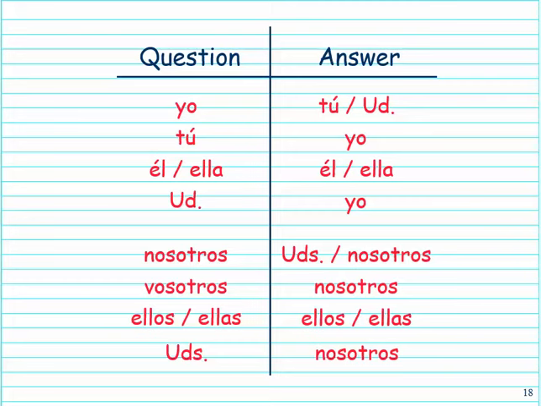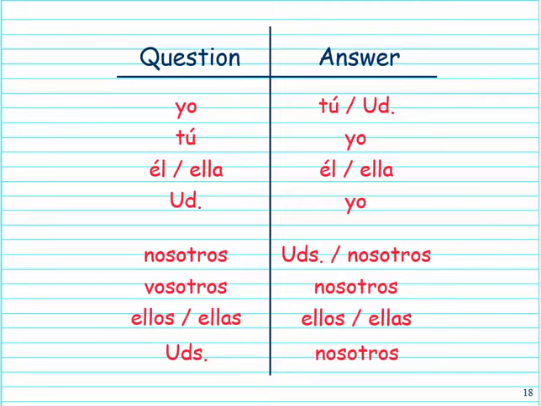To give you some way of thinking of this, you have a lovely little chart here. On the left, you have the subject of the question, and on the right, you have what the subject of the answer will be. So, if in the question the subject is yo, then the answer will come back in the form of tú or usted. If in the question the subject is tú, then the answer will come back in the form of yo.